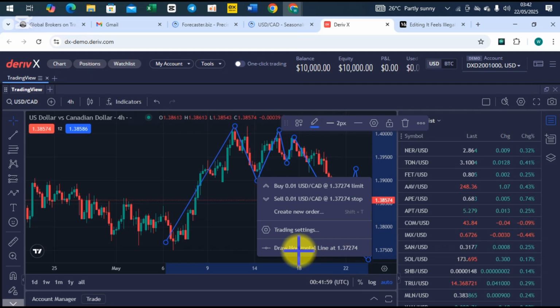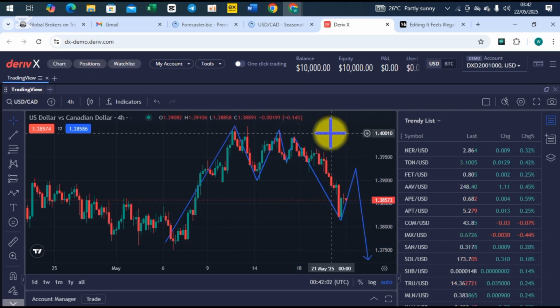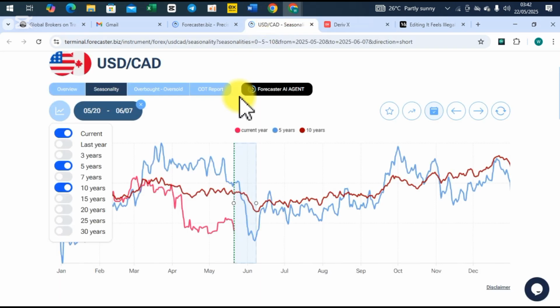So that's my prediction for USD CAD in line with the analysis we have just found on the forecaster, because we can see even 5 years ago it was selling up to around the 7th of June.